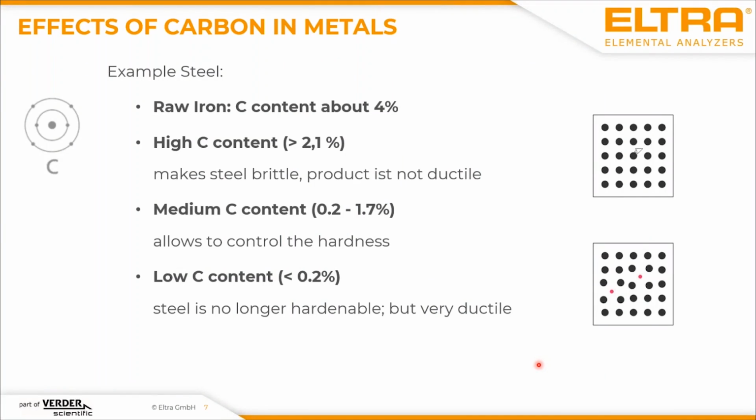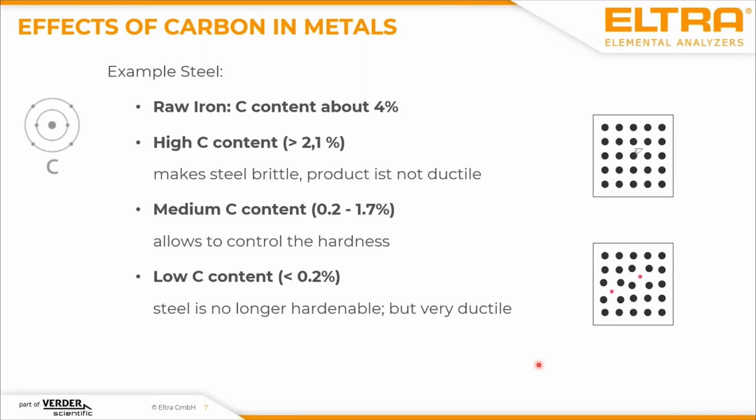It is tested in so many applications because carbon as well as sulfur have some effect on the metal. We will not show you all the effects of all metals, but we picked steel as one of the most common testing materials as an example. If you look for carbon and steel, you would find that raw iron has about 4% of carbon content.